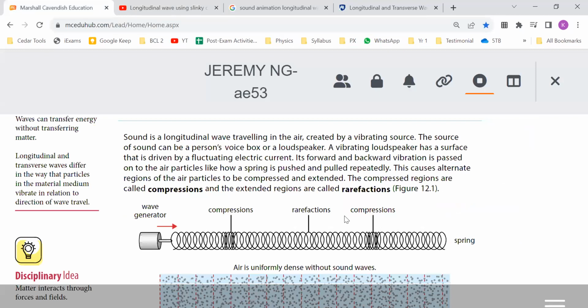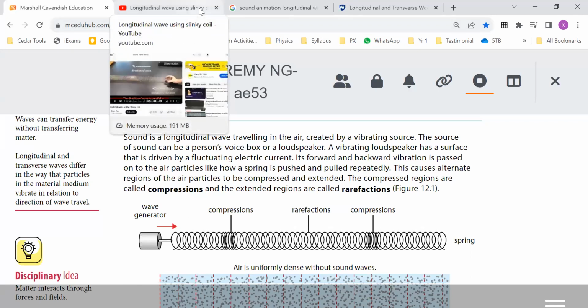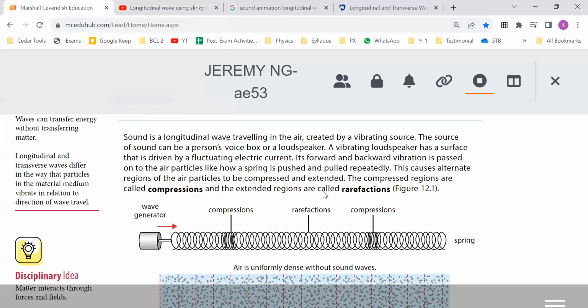So we are back to the textbook. Again, if you cannot see, unmute and let me know. If I look at a sound wave, I will see something like that. Hopefully you saw it in the YouTube video just now. If you cannot see, later on you can just Google longitudinal wave slinky, and you can look at the sound wave slowly later.